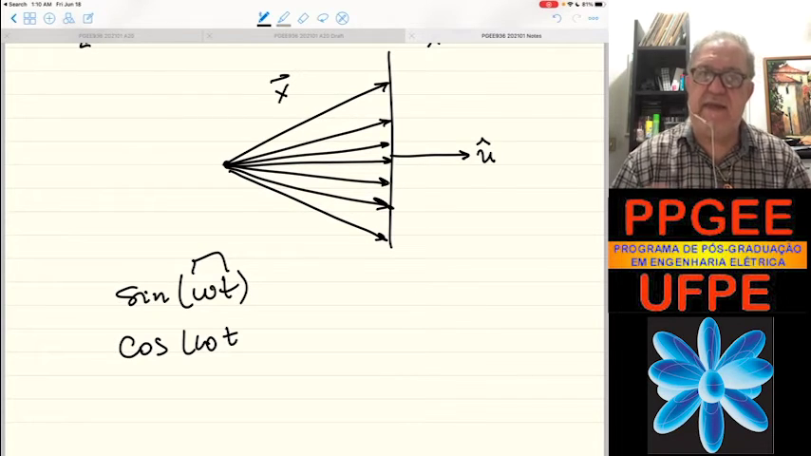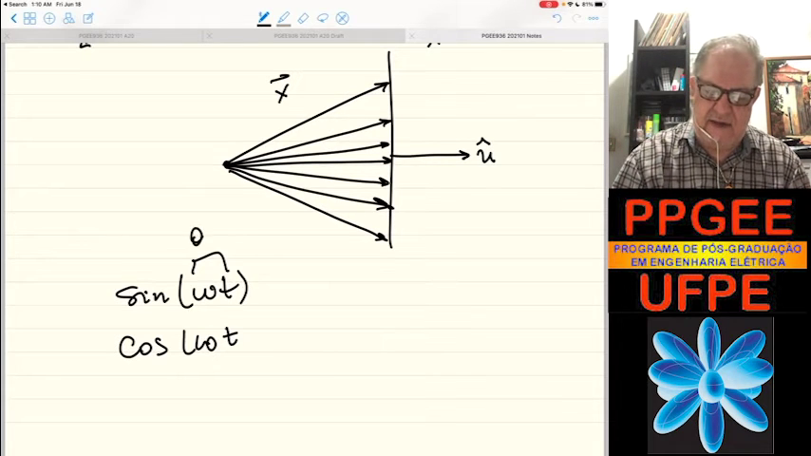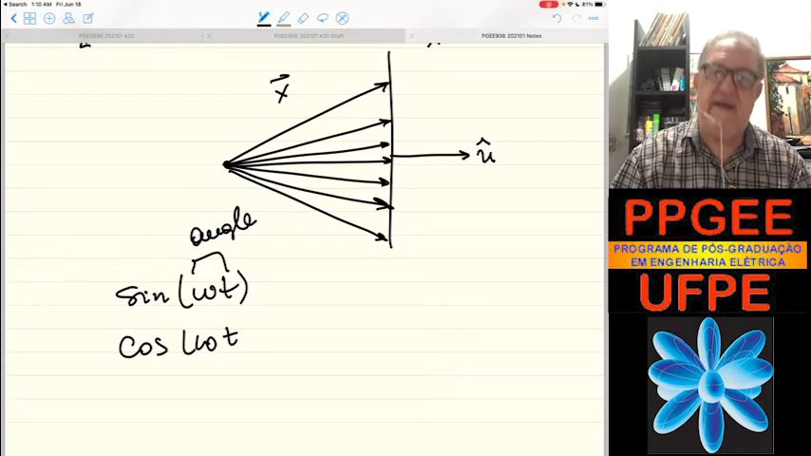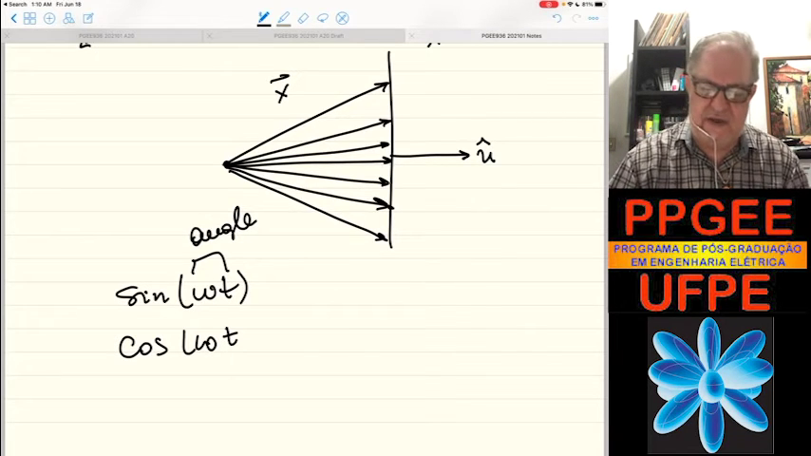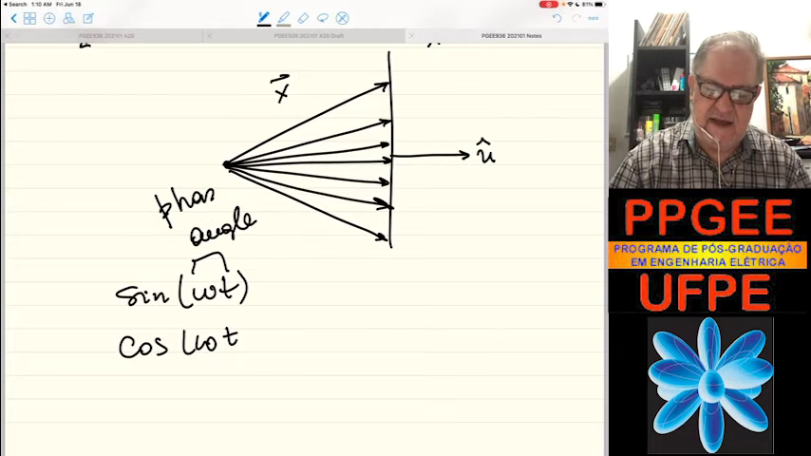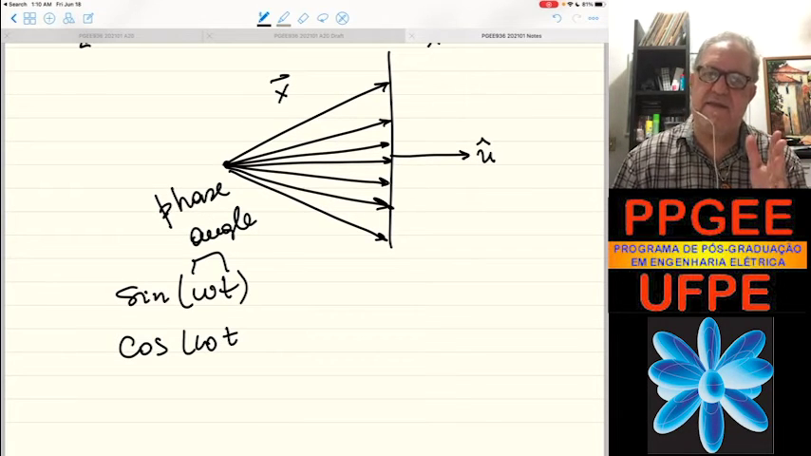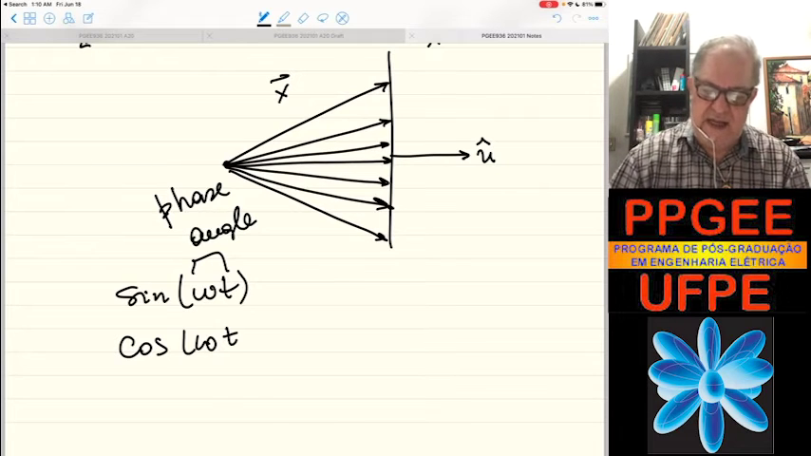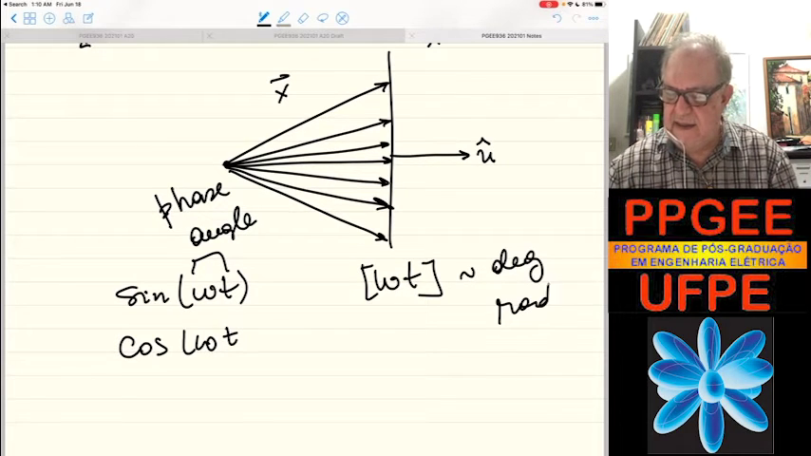But this has a meaning in trigonometry. This is an angle, but in electroengineering you call this phase. And phase is adimensional, but has a meaning, has some degrees or radians. So this thing here, omega t, it's not a unit, but is either degrees or radians, right?